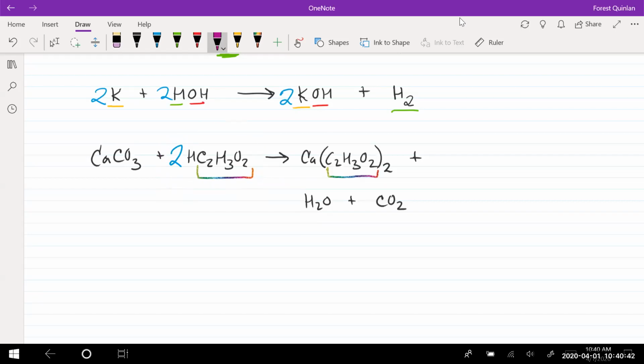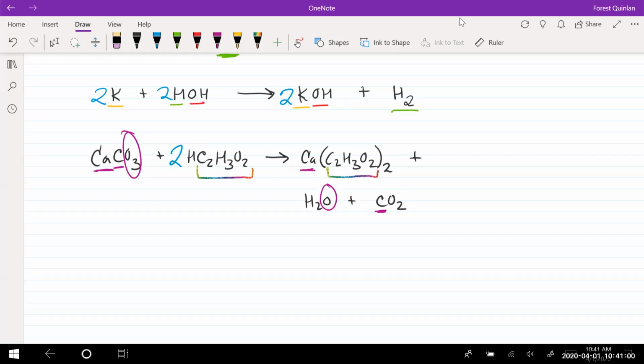So then I move to the rest of the atoms. I see a calcium on the left and a calcium on the right. We're good. I see a carbon on the left and a carbon on the right. We're good. I see 3 oxygens and 1, 2, 3. We're good.